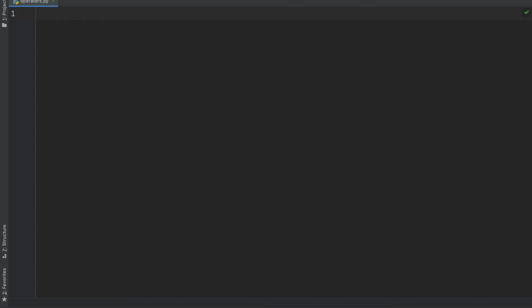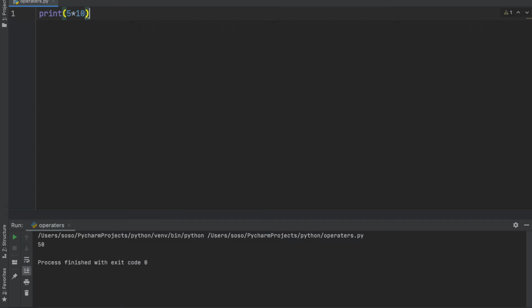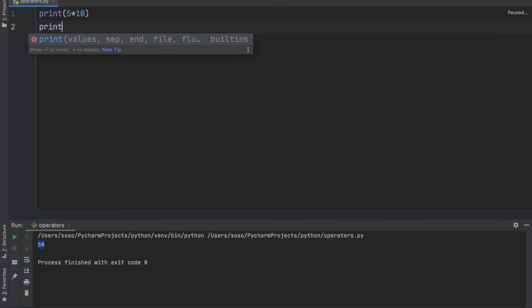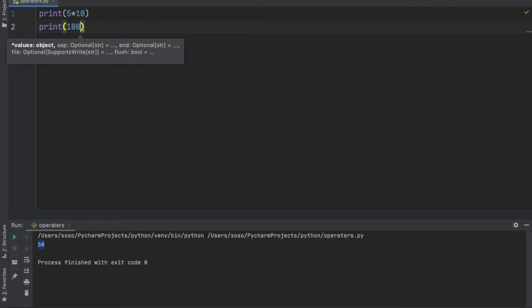So let me give you a couple of examples. Print 5 asterisk 10, that means 5 times 10. So if I run it, it would equal 50. So it would just print the sum of your equation.